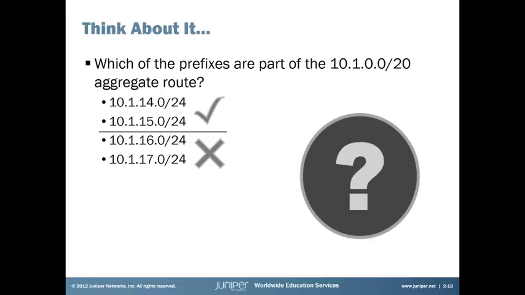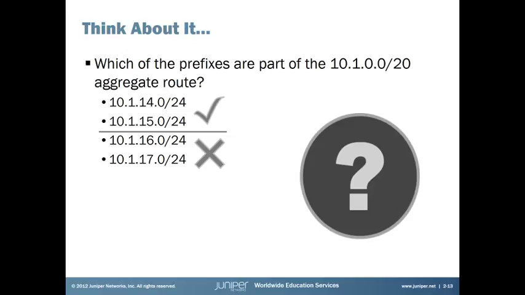What do I have to think about here? I have to think about what is captured by that 10.1.0.0/20. Well, the first thing you think about is, a /20 is a block size of 16 in the third octet. That's the first thing. Starting at 0, what does that block of 16 encompass? Well, it encompasses everything between 0 and 15.